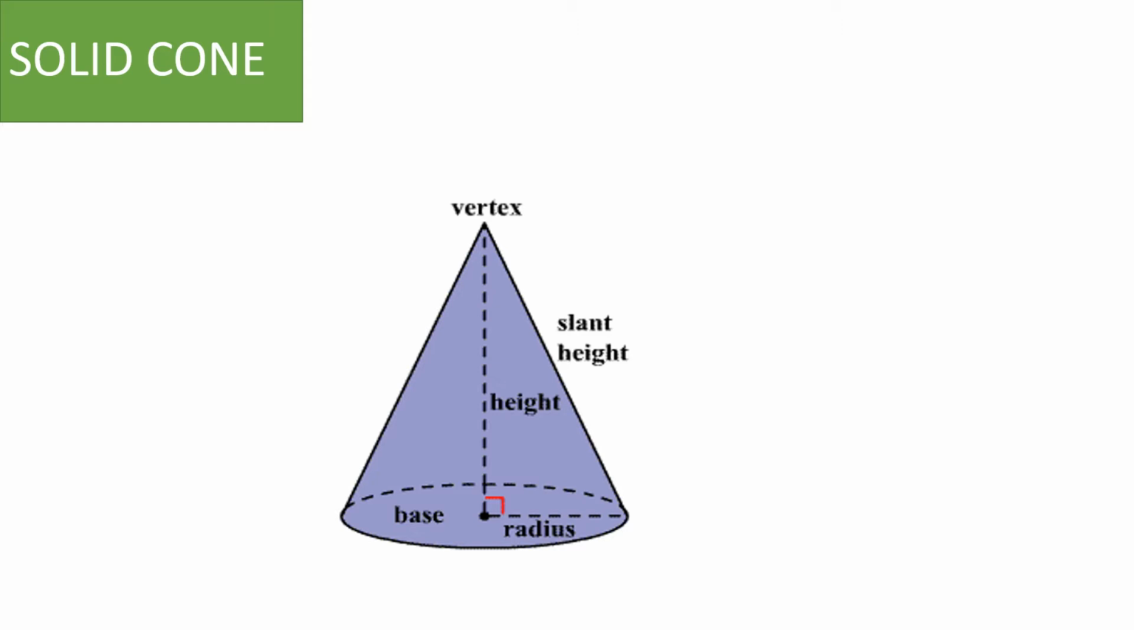So when we have a solid cone, we have the vertex. This side is called the slant height, and the main height is here. The radius and the height make a right angle triangle, and the base.